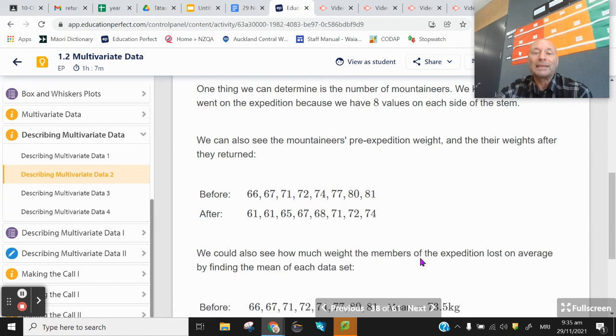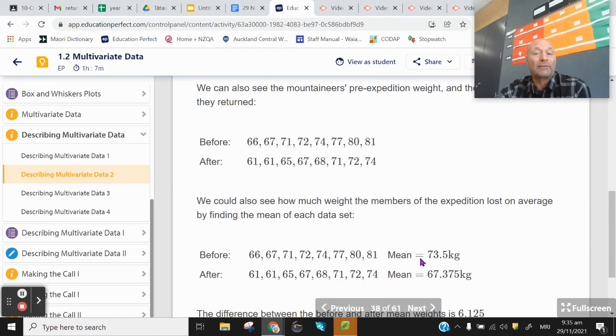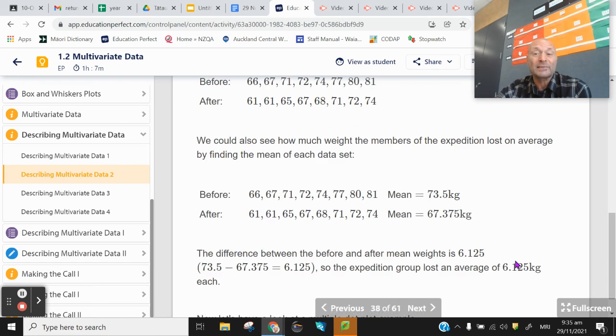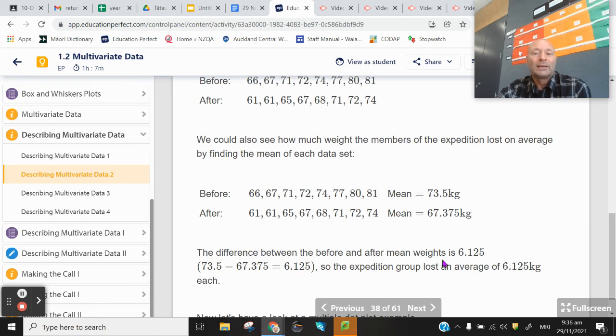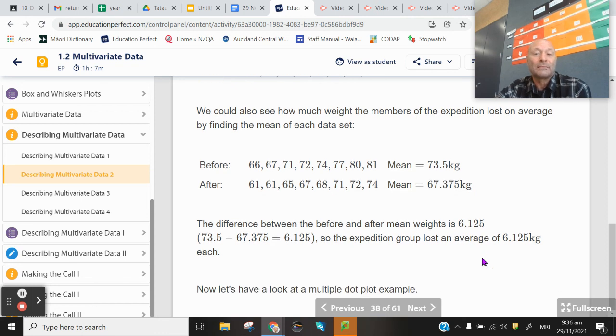We could also see how much weight the members lost on average by looking at the means, and the difference between those is 6.125. So we could say on average, they lost an average of 6.125 kg each.